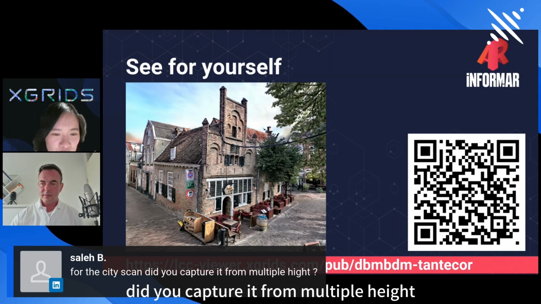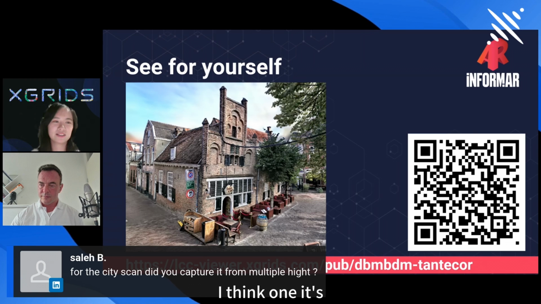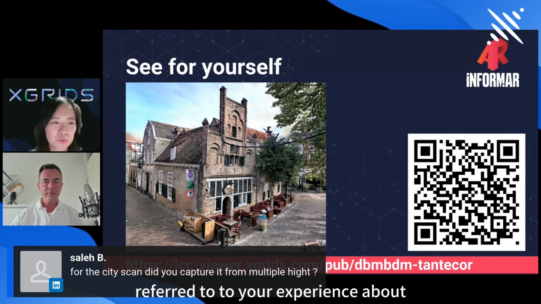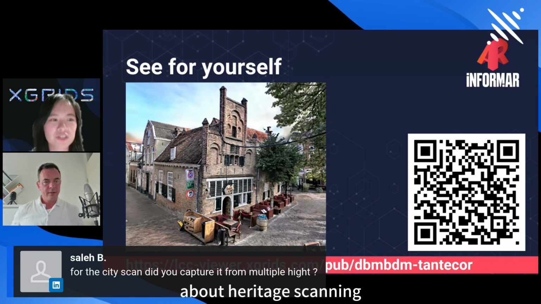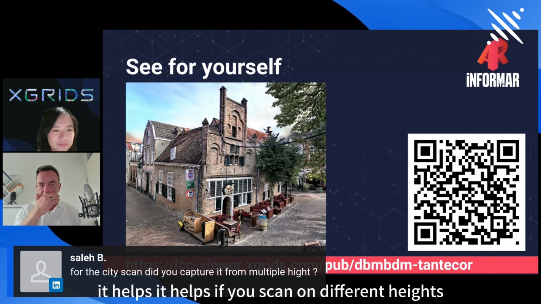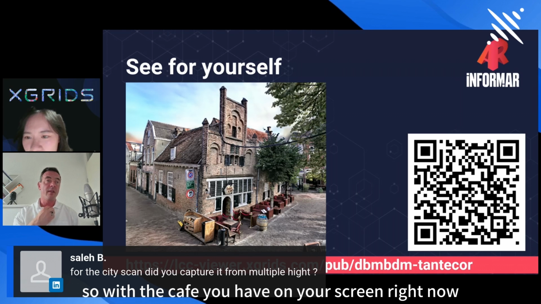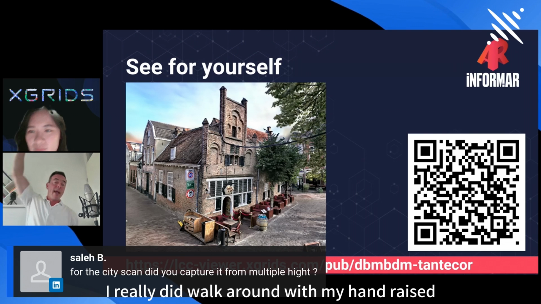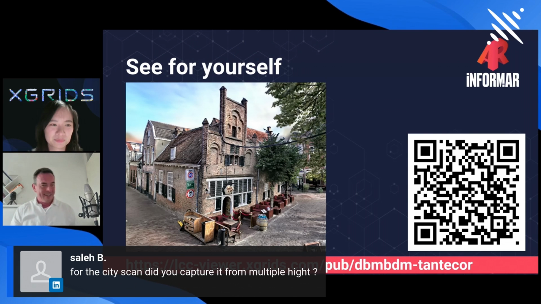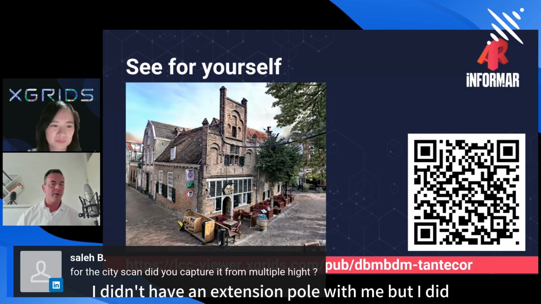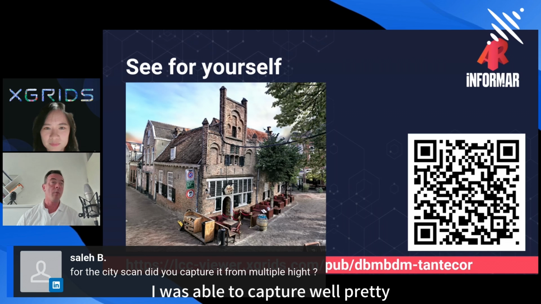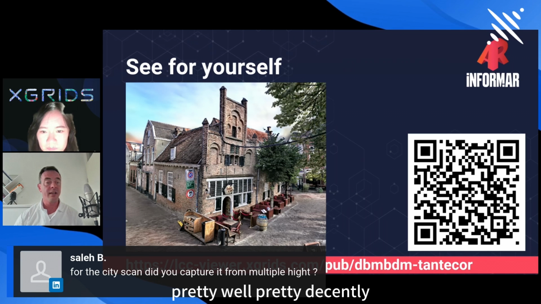Let's move on to the next question. For the CT scan, did you capture it from multiple heights? I think this refers to your experience about heritage scanning. Right. It helps if you scan at different heights. It gives a more complete picture. So with the cafe you have on your screen right now, I really did walk around with my hand raised completely to the top. I didn't have an extension pole with me, but I was able to capture pretty decently.